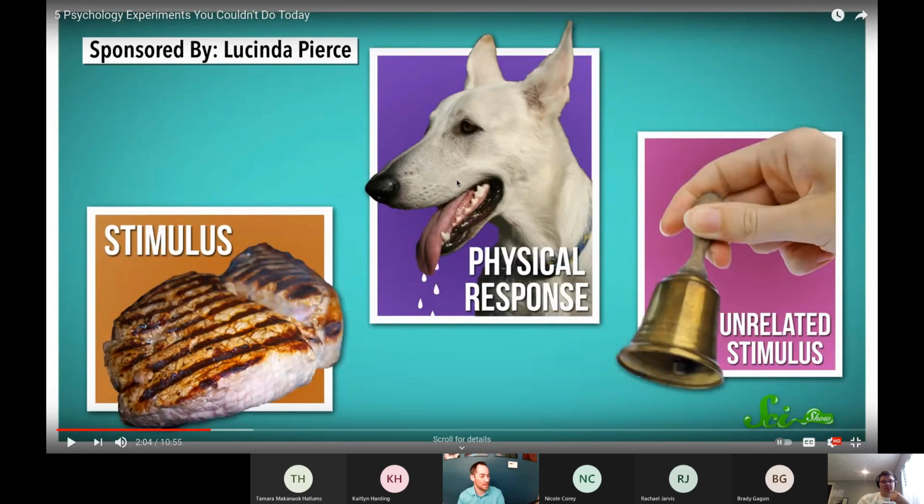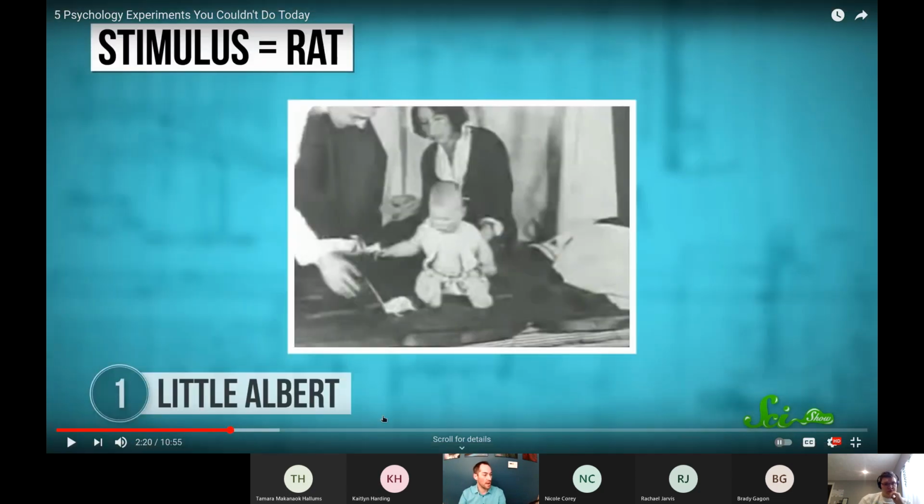So the Little Albert study essentially tried to condition a human. So we knew that we could condition animals to pair a stimulus like meat with an unrelated stimulus like a bell or a metronome, and that by using just the bell or the metronome you could make the dog drool. So essentially what was done was you had this baby, a 9-month-old baby named Albert, and you would present a rat in front of him.